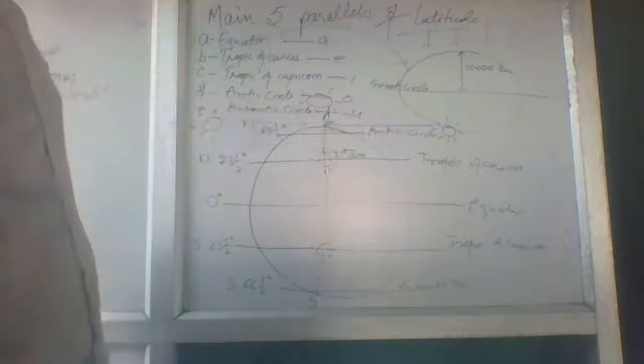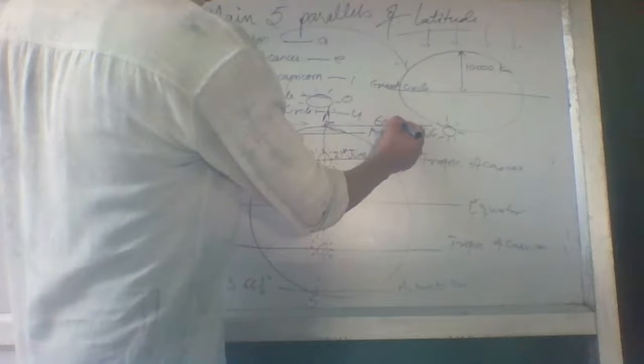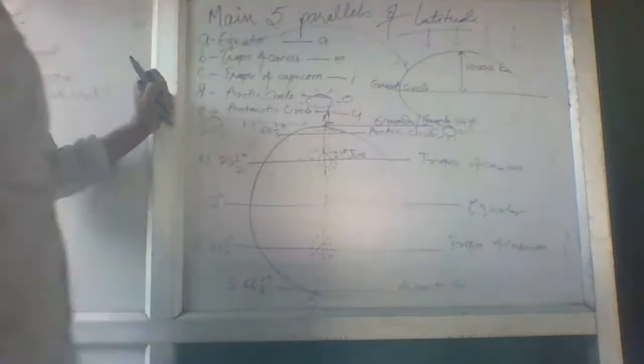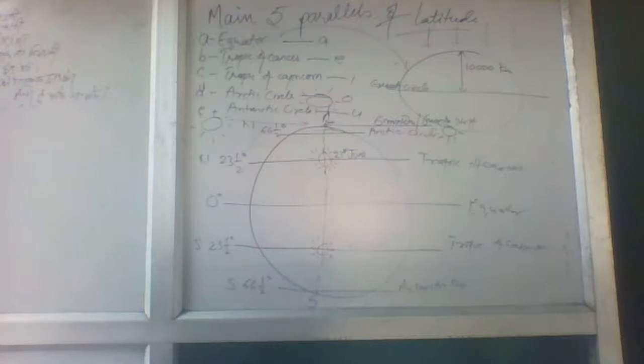So, oblique rays of the sun, because of the inclination of the axis, are experienced with 6 months of day and 6 months of night. So, 6 months day, 6 months night in the polar regions. Only day, only night in the Arctic Circle. Because of this inclination, we get oblique rays.